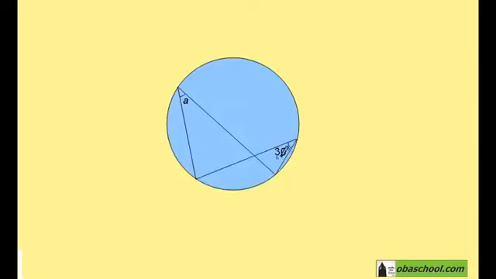In this example here, we should be able to see that A and 30 degrees are both angles subtended from this arc. We can see that A is subtended by the arc here, and 30 also stands on the same arc. Therefore, A is equal to 30 degrees.